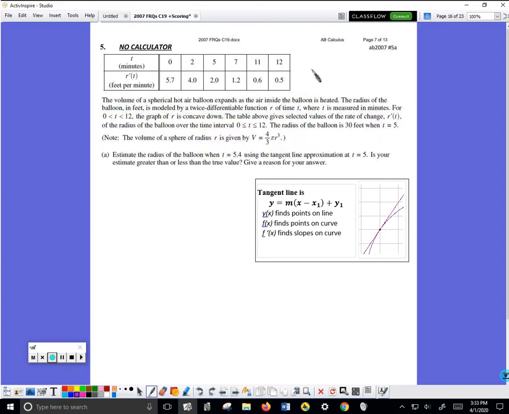Okay, so I've got a spherical balloon. The balloon is getting bigger. The radius of the balloon in feet, units are always going to be tested. It's modeled by the twice differentiable, that word is often not important, but just in case, of r. So slow down, the radius of the balloon is r. So this is r prime. So this is a rate, feet per minute.